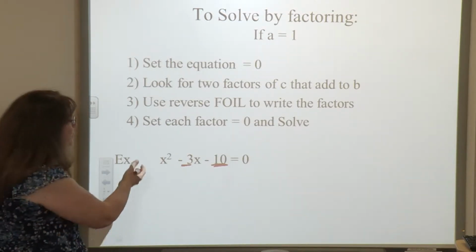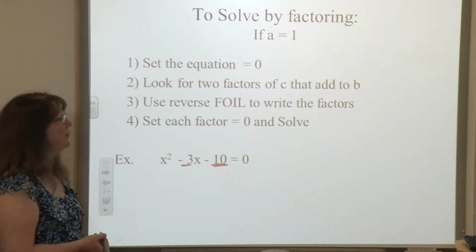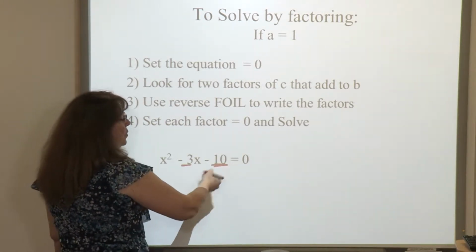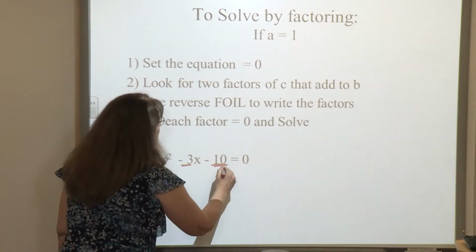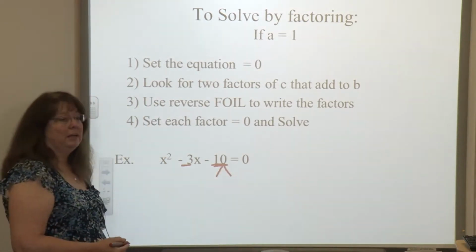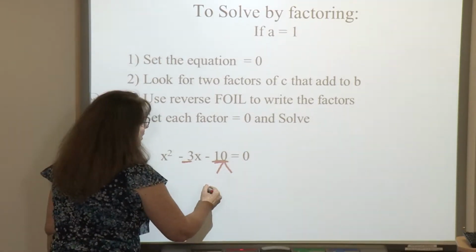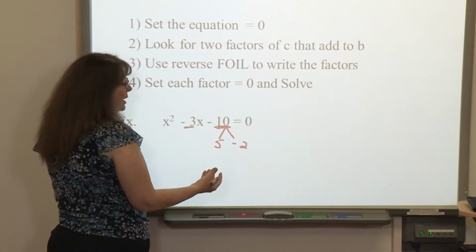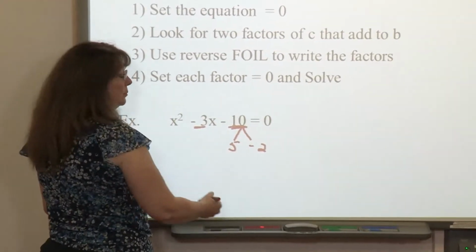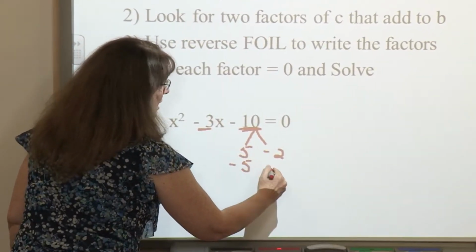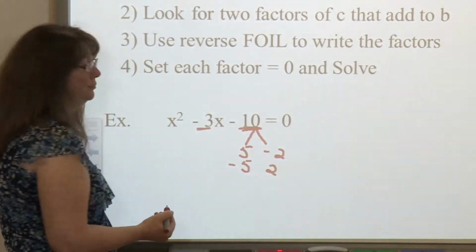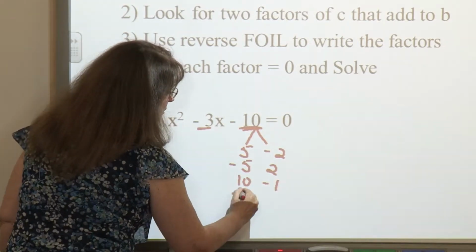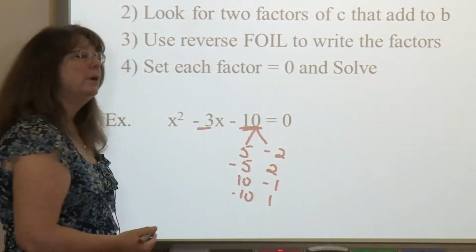So for our example, I'm looking for two factors of this value, negative 10. Always make sure you take the sign that's in front of your number. I could list different factors that I have for negative 10. I might try 5 and negative 2. But realize that you might have the negative with the other term. So I also want to check negative 5 and positive 2. We also have factors of 10 and 1. So 10 and negative 1, or negative 10 and positive 1.